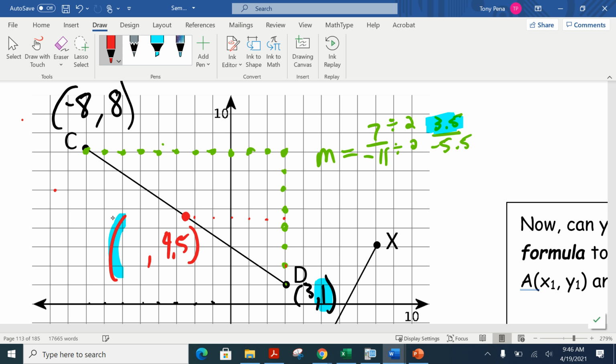Has to be, because we started with a Y coordinate of 1, we went up 3.5. The X coordinate wasn't the X coordinate 3? And wouldn't we have gone backwards 5.5? So if I start at 3 and I take 5.5 steps backwards, where does that take us? -2.5. Good. -2.5. Those are our coordinates. That's got to be your midpoint. All right. Can you agree with that?